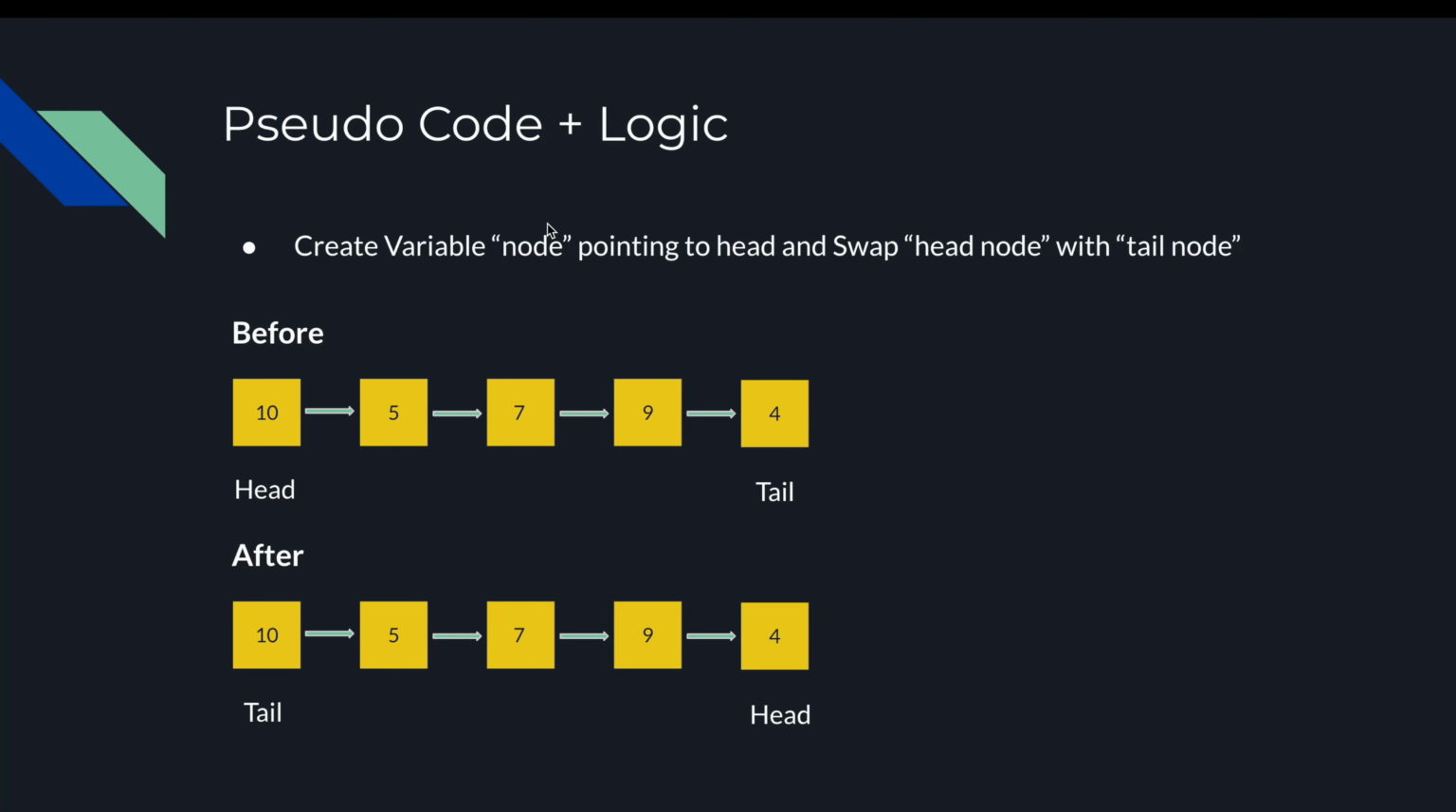One more thing, this node will not always point to the head. This variable node will point to the current node of the linked list. By current node, I mean if we are working with this node, then this is our current node. And when we are working with this node, then this will be our current node. And that's how the node variable will be pointing to all the nodes of this linked list one by one. Simple, right? So the first step is swapping the head node and tail node and initializing our node variable.